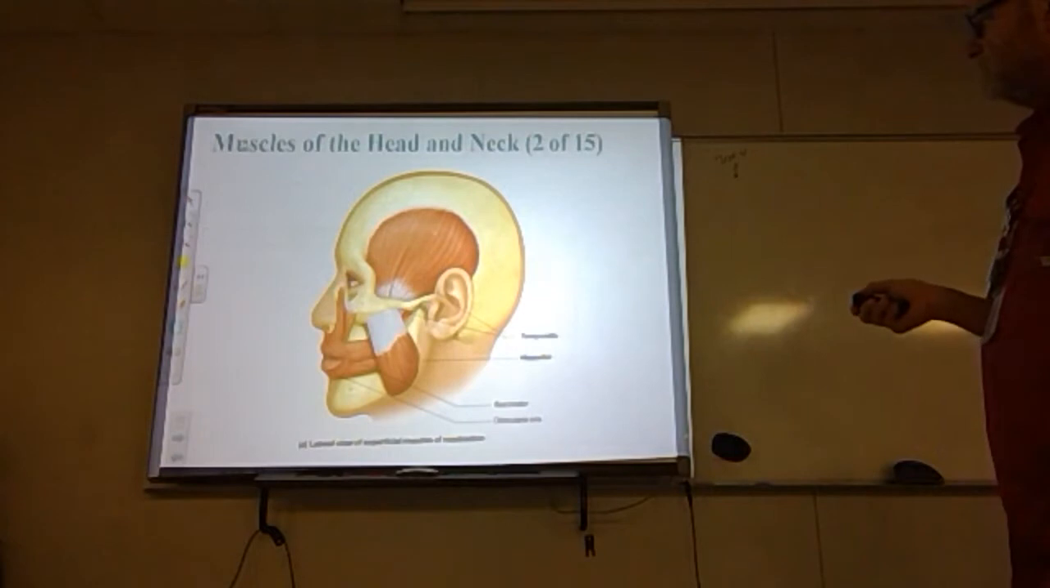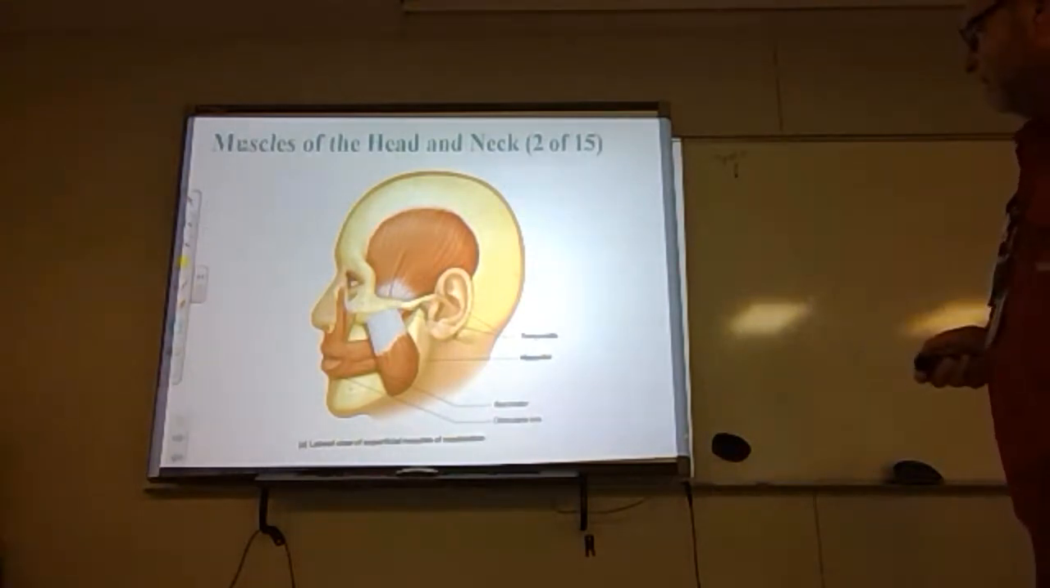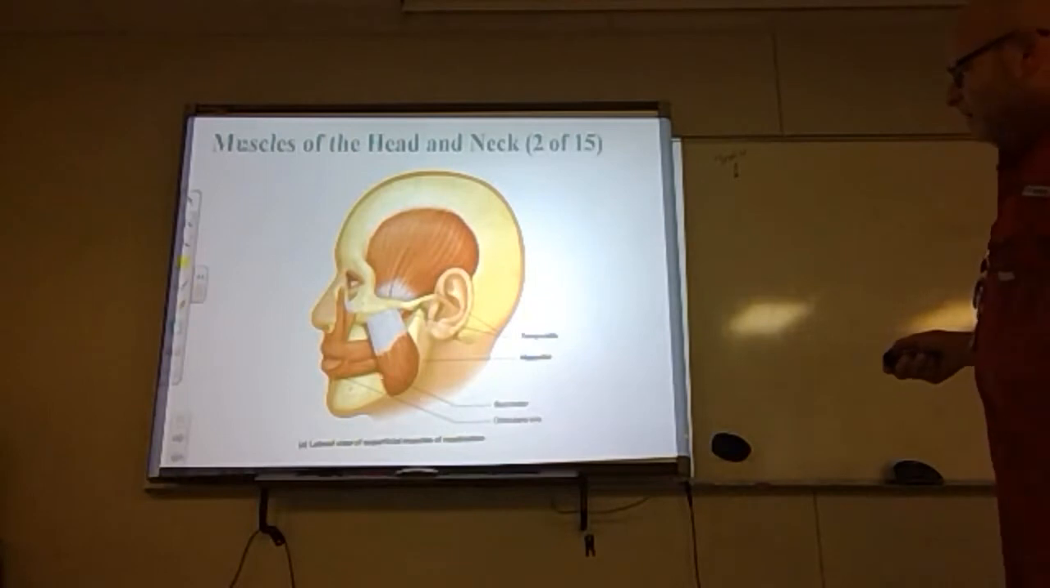There's the temporalis muscle. There's the masseter muscle, and you can see where both of them are sort of locked in together. There is the buccinator muscle, again plays a role in chewing, and the orbicularis oris.